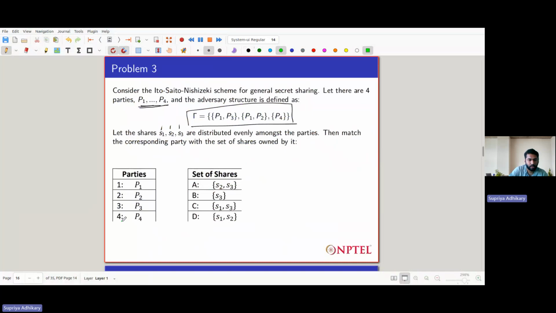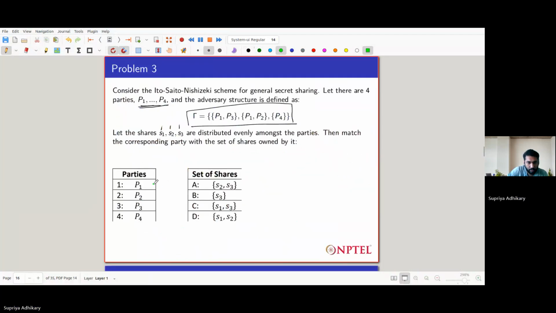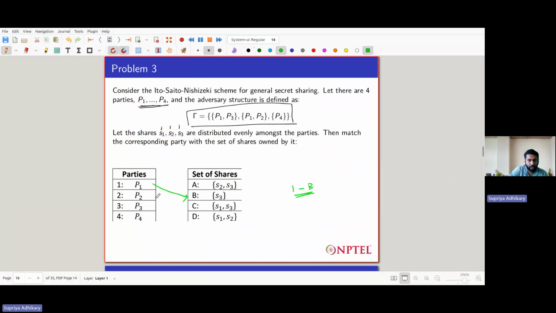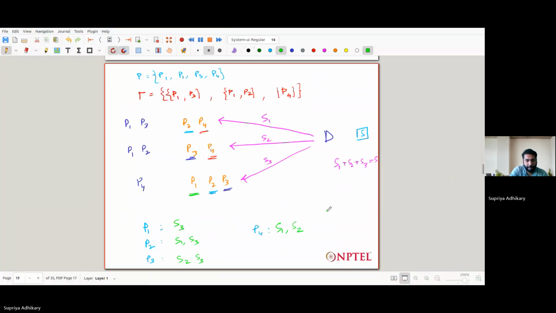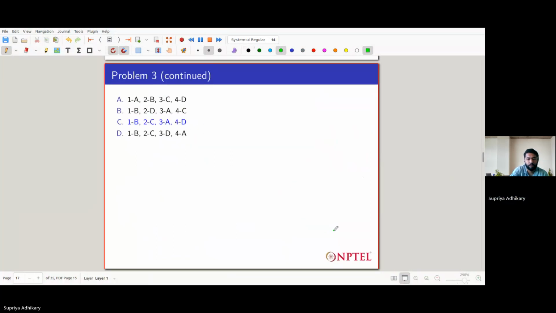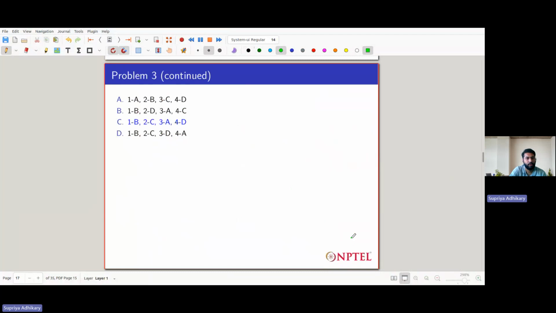So let's check the table. P1 gets only S3, so 1 should be matched with B. P2 should get S1 and S3, so 2 is matched with C. P3 should get S2 and S3, so 3 is matched with A. And finally, P4 gets S1 and S2, so 4 is matched with D. So this is our answer: 1B, 2C, 3A, 4D. So option C is our correct answer.